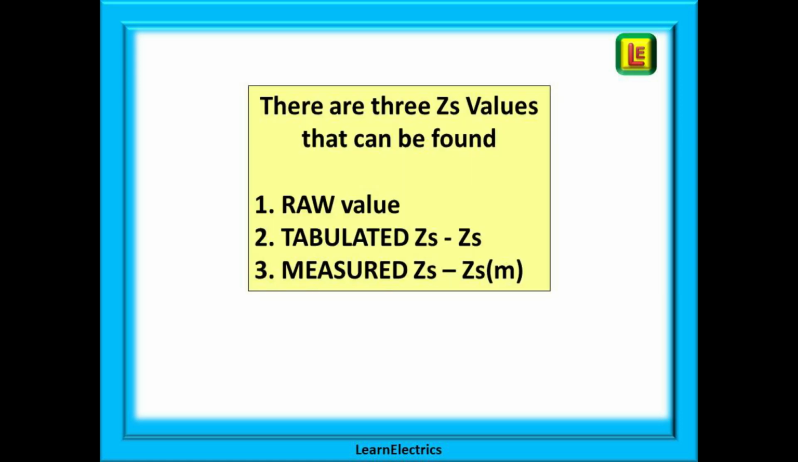There are three values that we use in a set sequence. The calculations on them are very easy to follow. The first value we will find is what I call the raw value, where it all begins. The second value is the tabulated value, or Zs, a very easy calculation. And finally, step 3 is to find the measured value, or Zsm as we call it.